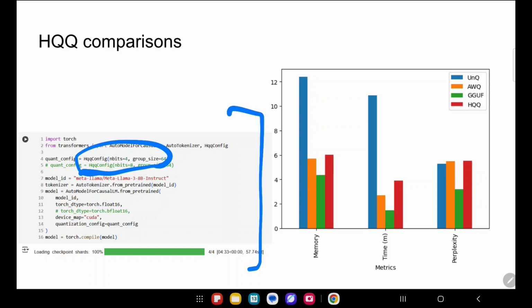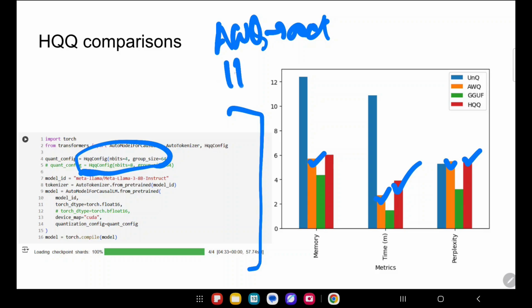In my experiments, HQQ is slightly higher than AWQ. And if you remember, AWQ was activation-aware quantization, while HQQ is only weights.